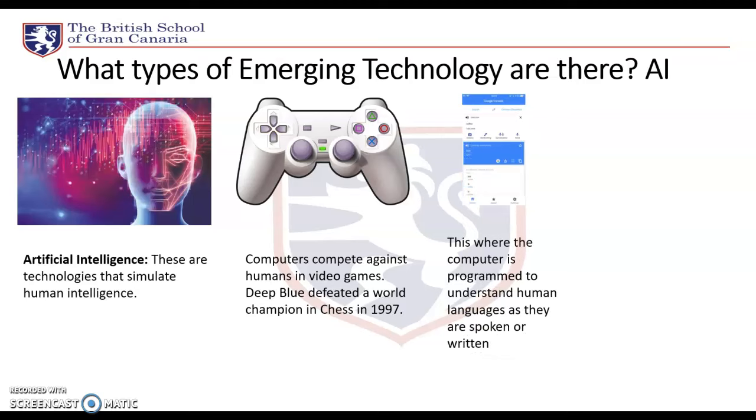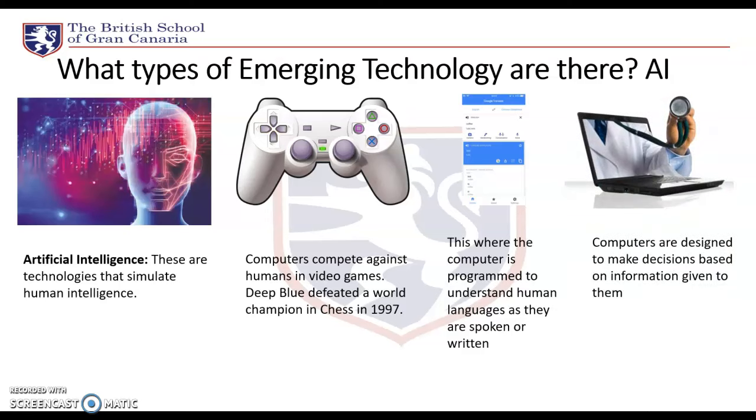Google Translate or any other translators. Okay, so the computer is programmed to understand a human language as it's spoken or as it's written and translate it into another language. Then there are computers that are designed to make decisions based on the information that's given to them. So, for example, one of these could be an expert system. Now, an expert system would take the information that you give it and it would make a decision and try and solve your problem. So, for example, one of those could be a computer that diagnoses an illness.